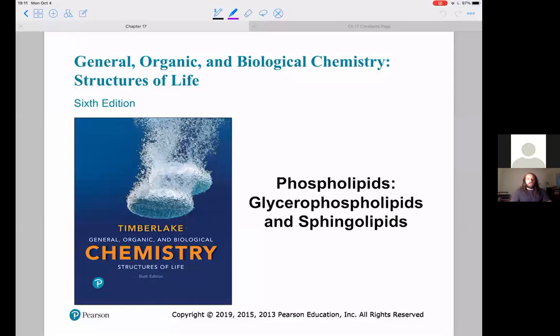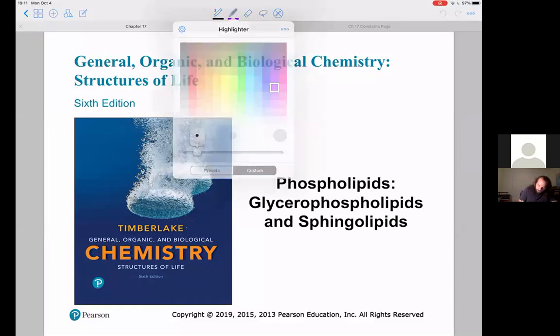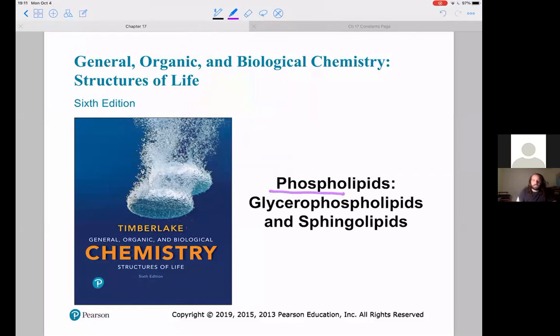All right, so now we're going to talk about the last two fatty acid-based lipids. These both fall into this category of phospholipids. We're going to see that's because they contain a phosphate ion. And those are glycerophospholipids and then sphingolipids, which are a pretty specialized class.